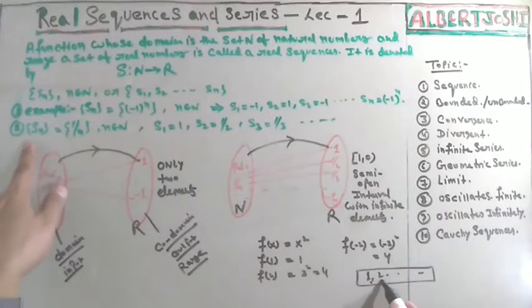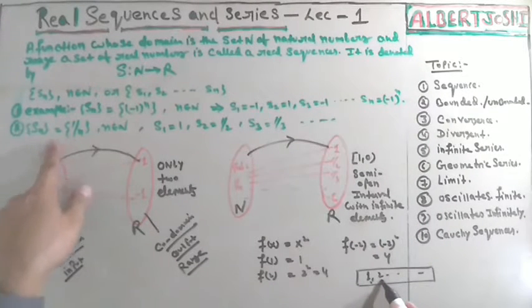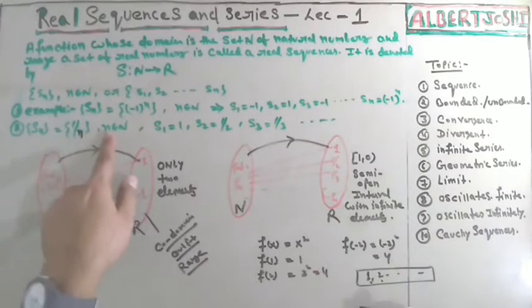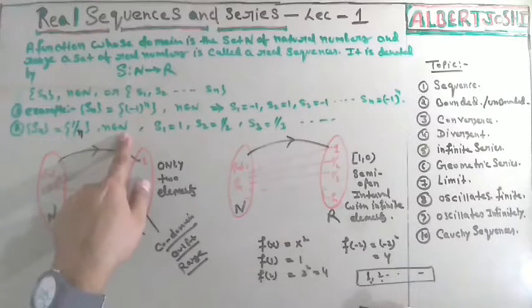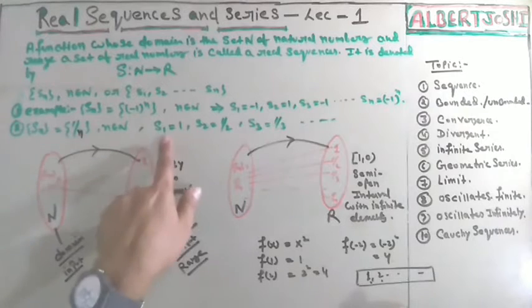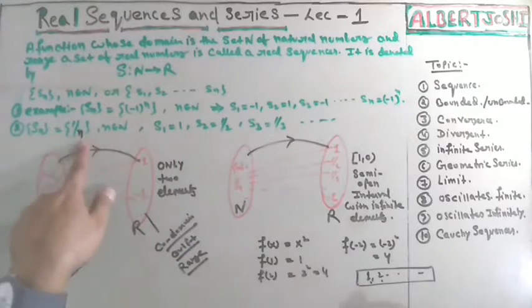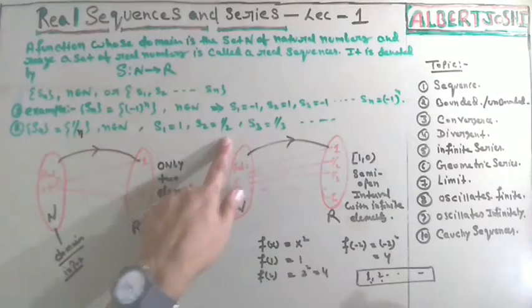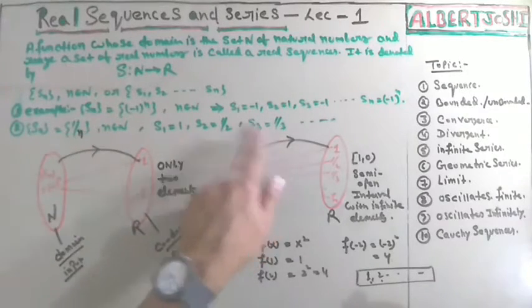Now the second example. Suppose you have another sequence, Sn = 1/n, where n belongs to the natural numbers. The first value, S1 = 1/1 = 1. The second value is 1/2. The third value is 1/3, and so on.